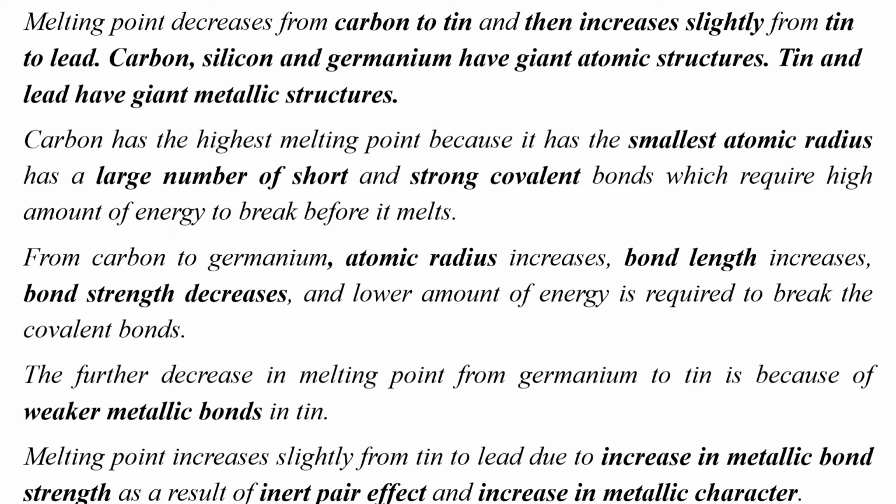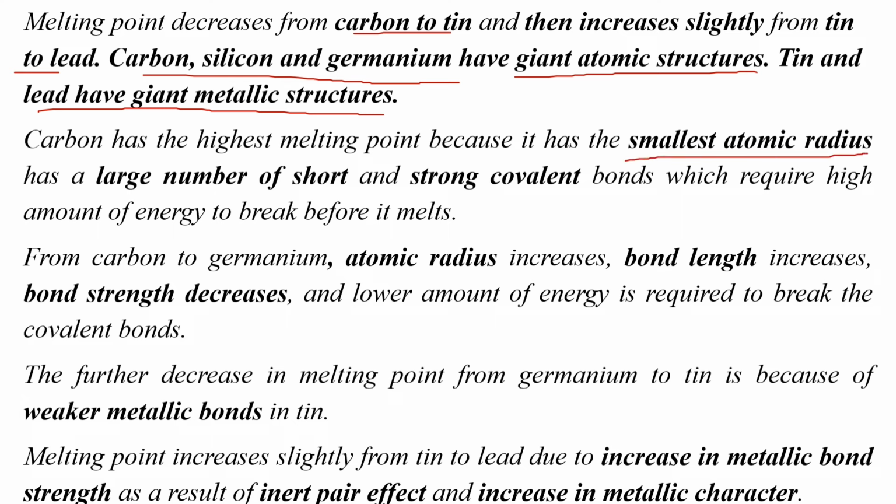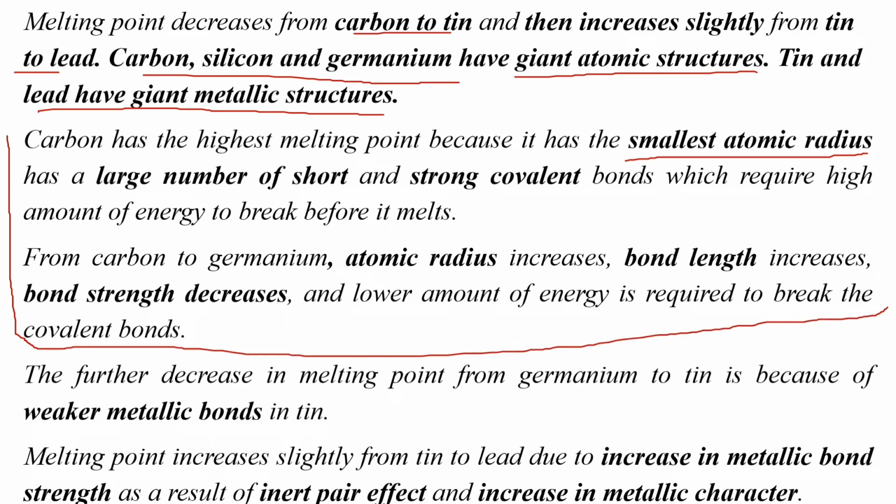So melting points decrease from carbon to tin, then increase slightly from tin to lead. Reason: carbon, silicon, germanium have giant atomic structures. Tin and lead have giant metallic structures. Now the difference between carbon, silicon and germanium: same structure, but because of atomic radius, the bonds in those structures will actually vary in strength here.